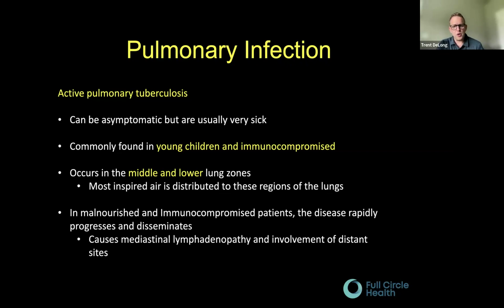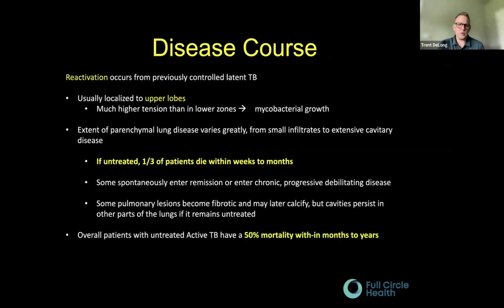In malnourished and immunocompromised patients, the disease rapidly progresses and disseminates. It causes mediastinal lymphadenopathy and involvement of distant sites as well. As far as the disease course, reactivation occurs from previously controlled latent TB, usually localized to the upper lobes, as we've already shared. Much higher tension in these regions of the lungs leads to a very positive environment for mycobacterial growth. The extent of parenchymal lung disease varies greatly, from small infiltrates to extensive cavitary disease.